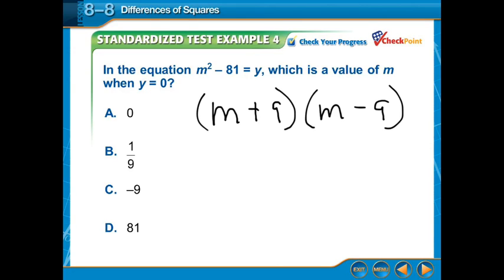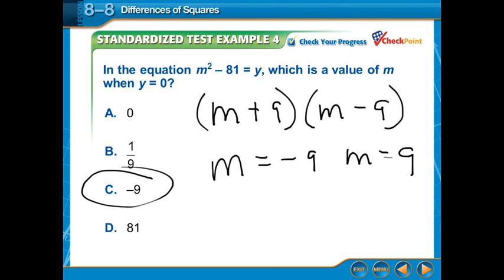If I set each of those to 0, I'd have m is equal to negative 9 and m is equal to positive 9. Now they only give me a negative 9 as an answer here. I think the better answer would be if they had, like for B, positive 9 and then said D was both B and C. So you need to make sure that you're remembering that there are really two roots here. They just happen to give you only one answer. That might happen on the Aspire, and so you have to choose the best answer.